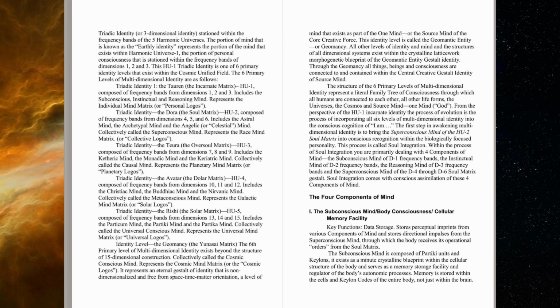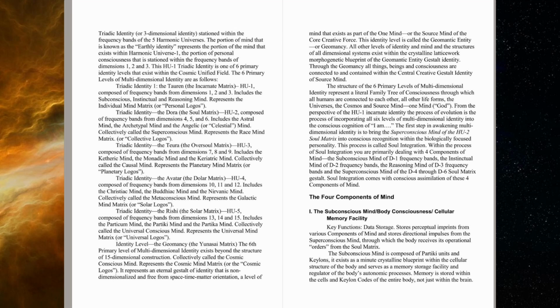Triadic Identity 4, the Avatar, the Dolar Matrix, Harmonic Universe 4, composed of frequency bands from dimensions 10, 11, and 12, includes the Christiac mind, the Buddhiac mind, and the Nirvanic mind, collectively called the Metaconscious mind, and represents the galactic mind matrix, or solar logos. Triadic Identity 5, the Rishi, the Solar Matrix, Harmonic Universe 5, composed of frequency bands from dimensions 13, 14, and 15, includes the Particle mind, the Partikai mind, and the Partika mind, collectively called the Universal Conscious mind, and represents the Universal Mind Matrix, or Universal Logos.